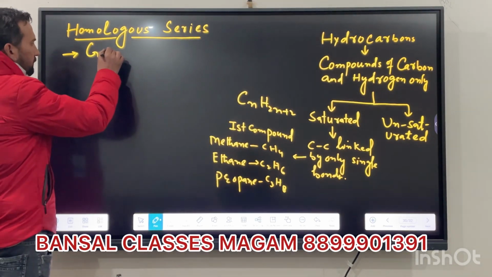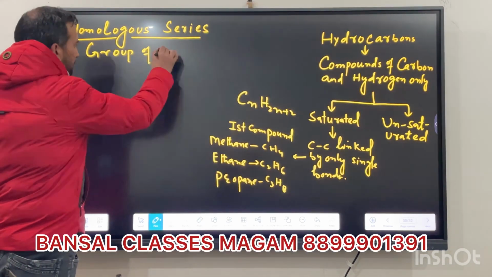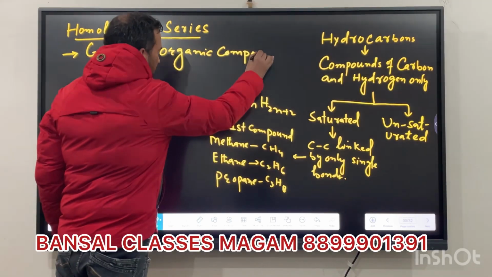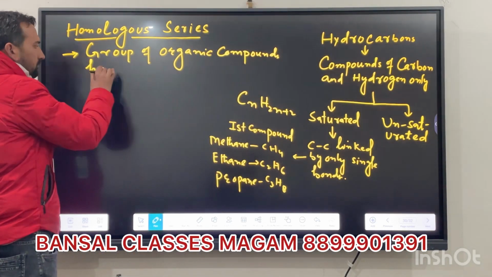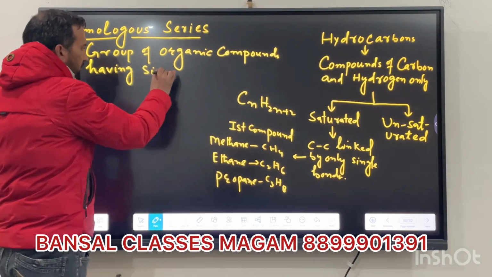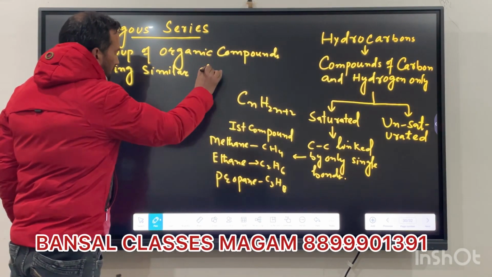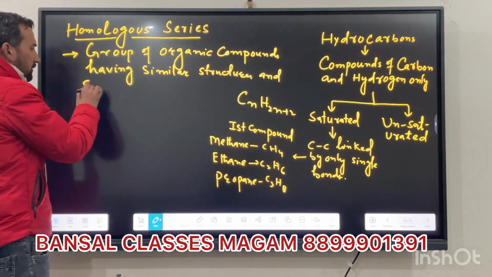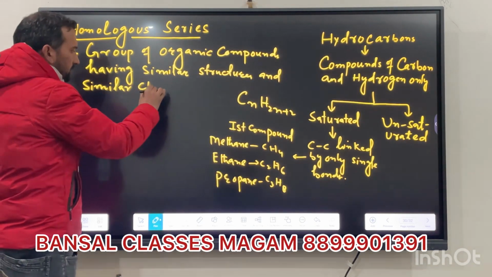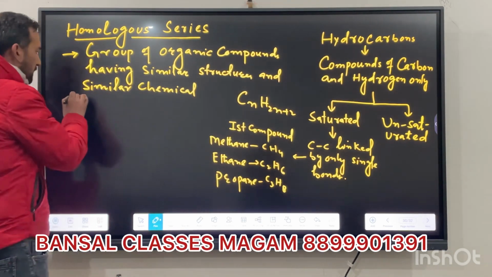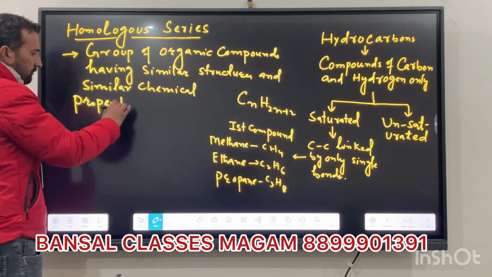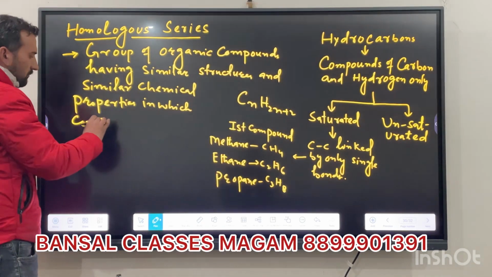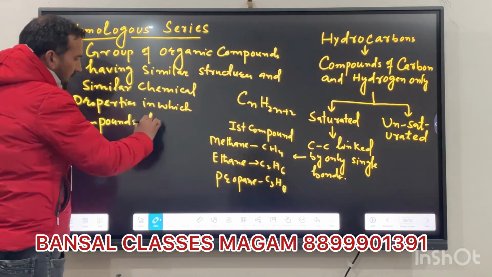It's a group of organic compounds having similar structures and similar chemical properties, in which successive compounds differ by a CH2 group.